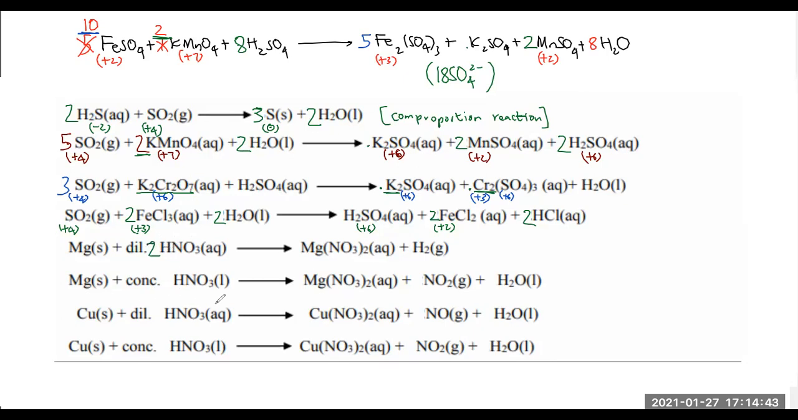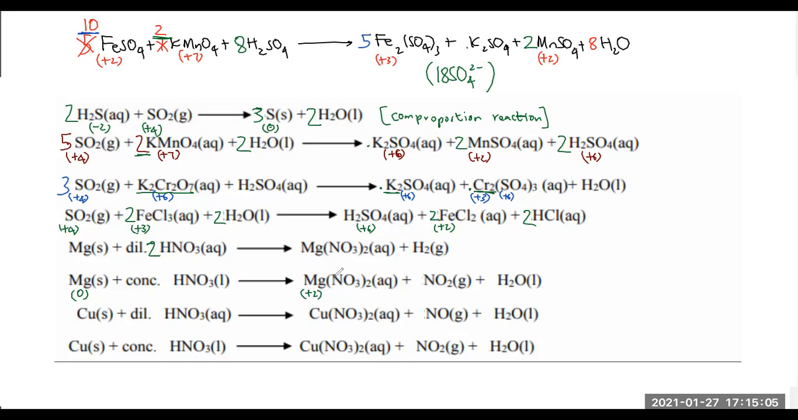Now here you have to be a little careful. In this one, the acid is undergoing reduction, and it is also providing the nitrate ions for the metal cation. Now magnesium, if you look closely, initially it's at 0. In magnesium nitrate, it is +2. So what we have here is magnesium 2+.